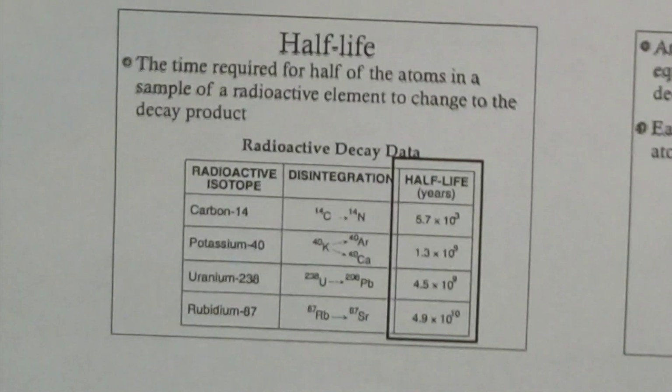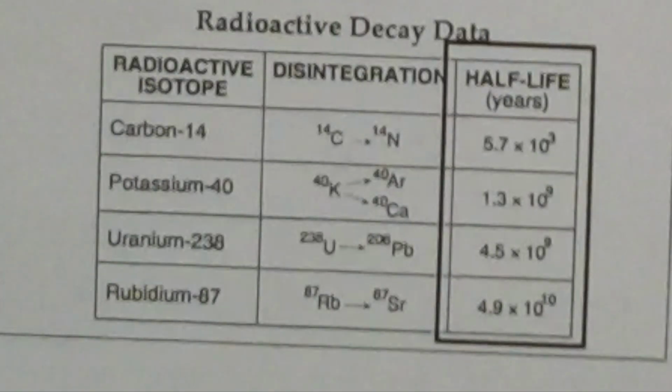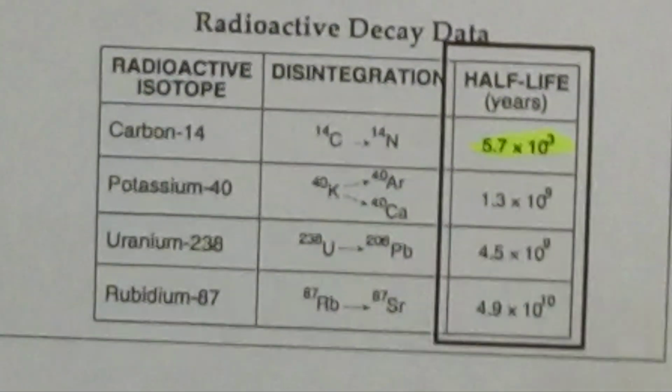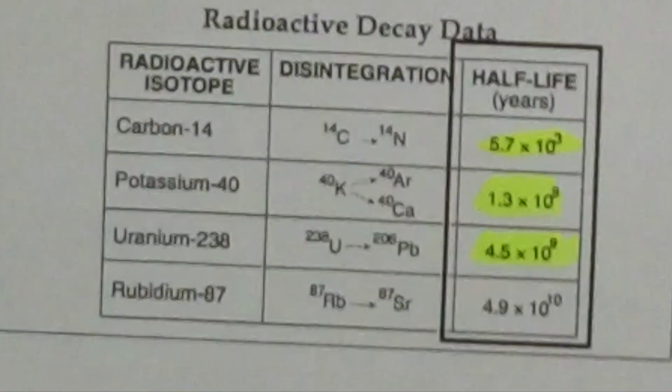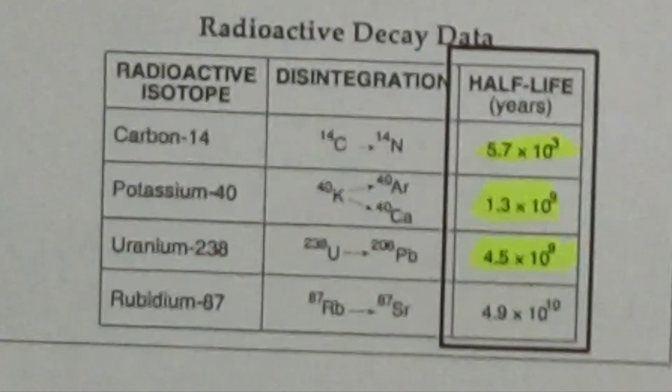Half-life: the time required for half of the atoms in a sample of radioactive element to change to the decay product. For carbon-14, it takes 5.7 times 10 to the 3 years. Potassium-40, 1.3 times 10 to the 9. Uranium-238, 4.5 times 10 to the 9. Rubidium-87, 4.9 times 10 to the 10th.